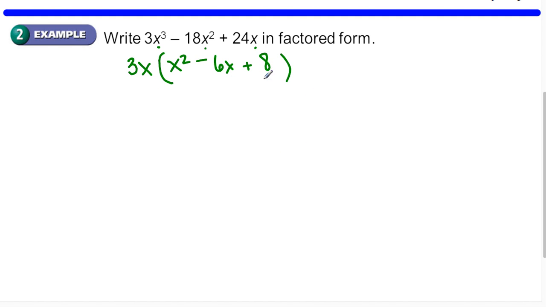Okay, so now we want to take a look at our c in this quadratic expression, and factors of 8 that will give you 6. 4 plus 2 gives you 6, but this is a negative 6, so that means that's going to have to be negative 4 times negative 2, which gives us 3x times x minus 4 times x minus 2. So we're done. That's it. 3x cubed minus 18x squared plus 24x in factored form is 3x times the expression x minus 4, x minus 2.